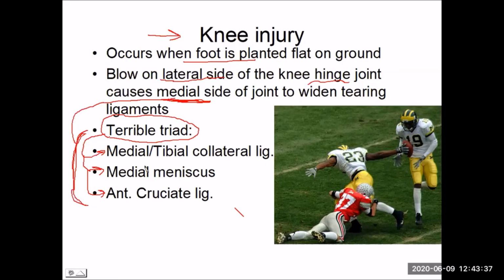And we notice the names. It can be called medial collateral ligament or tibial collateral ligament, medial meniscus, and you commonly hear this one abbreviated all the time, the ACL, the anterior cruciate ligament. This is an especially common sports injury. But in a terrible triad injury, all 3 of these can be torn.